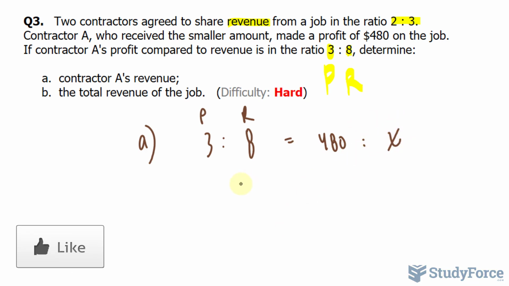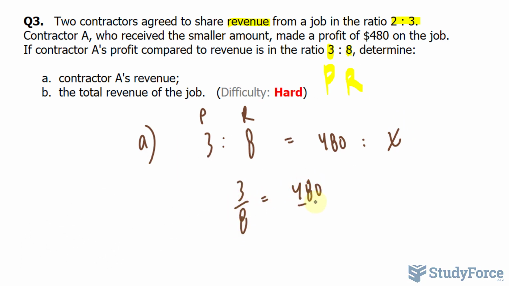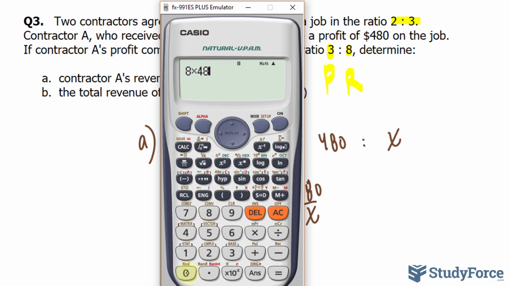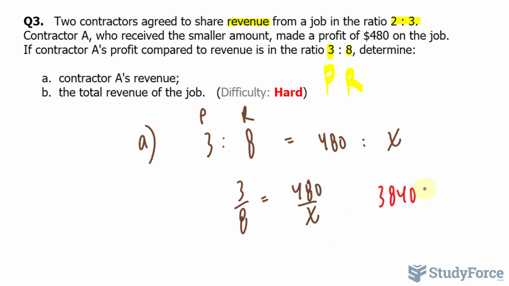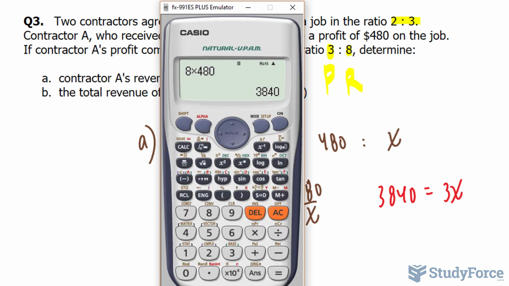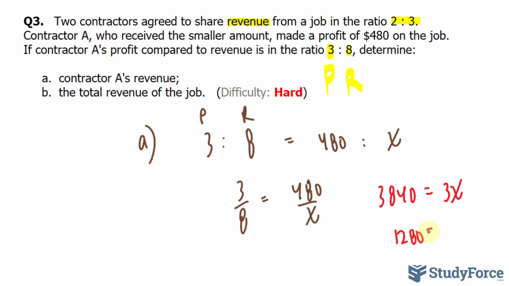To solve for X, we'll rewrite this as 3 over 8 is equal to 480 over X, and we'll cross multiply. By that, I'll multiply 8 by 480. 8 times 480, that gives me 3,840. 3,840 is equal to 3 times x, that's 3x. Now dividing both sides by 3, we end up with 1280 is equal to the total revenue for contractor A. In question B, they want the total revenue of the job. For that, we need to use this ratio.